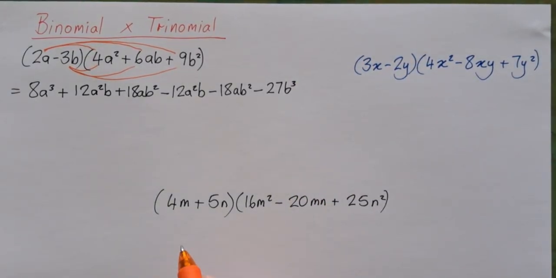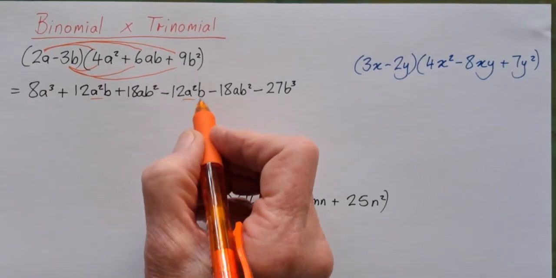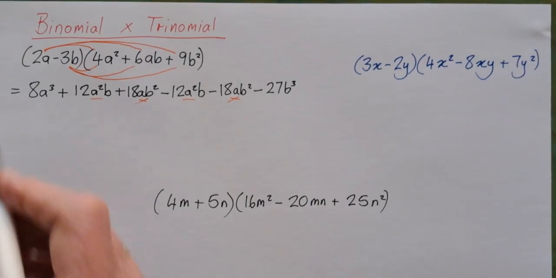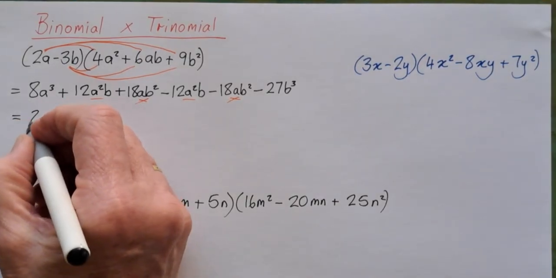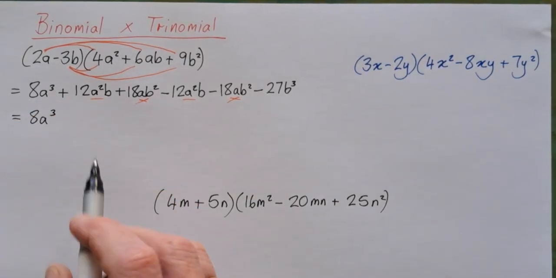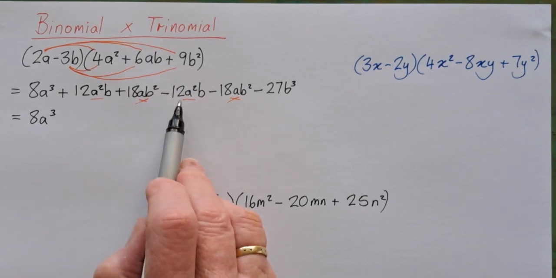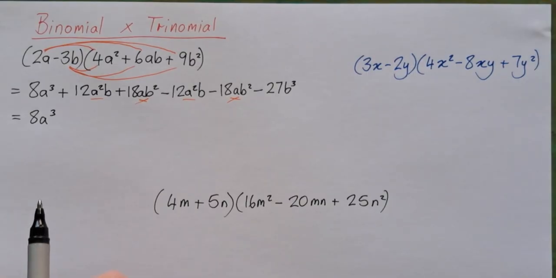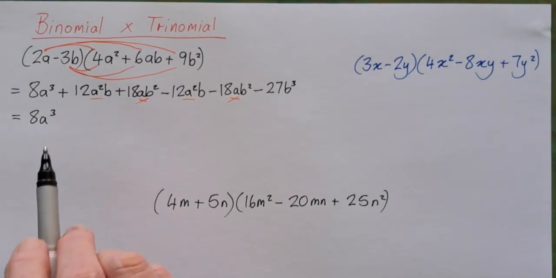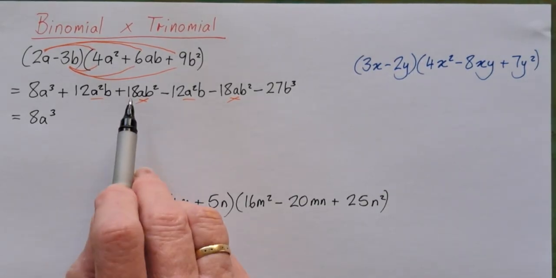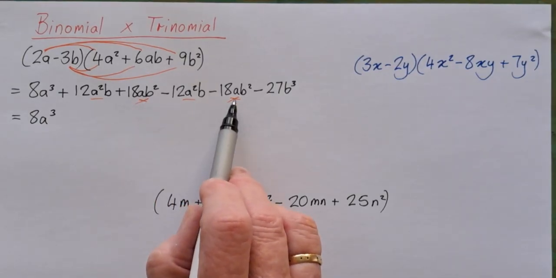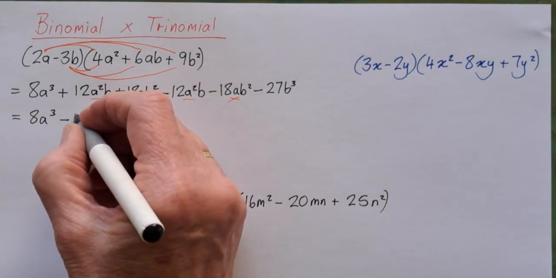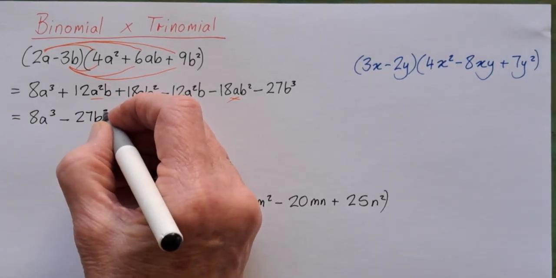We need to look for like terms. A squared b and a squared b, ab squared and ab squared. This term has no like terms, so we simply write it down as it is. We've got 12a squared b minus 12a squared b. When we subtract something from the exact same thing, we're left with 0, which means this a squared b term has disappeared. 18ab squared minus 18ab squared, the same thing happens. That term has disappeared, and I'm left with minus 27b cubed.